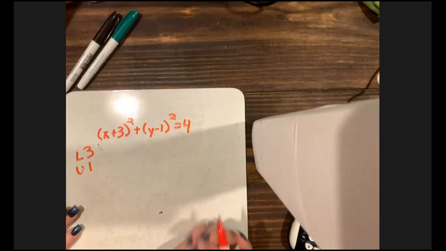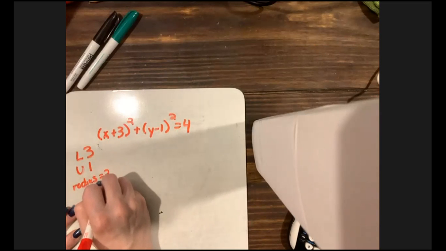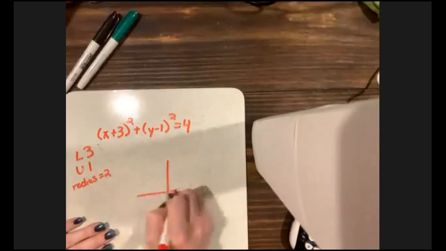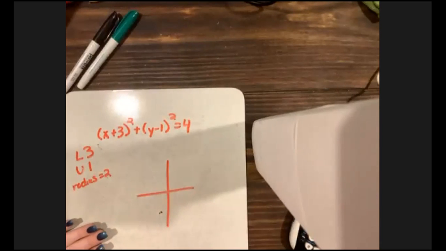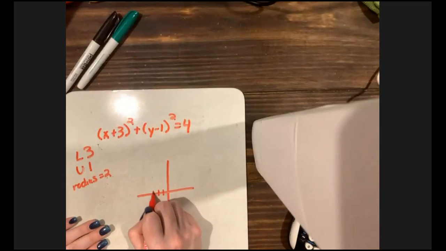Now, my radius, remember this is r squared over here, okay? So my radius is 2, because 2 squared gives me 4. Now, if we're going to graph this, the first thing I'm going to do is, my circles always start at the origin. So I'm going to go left 3 and up 1. So there's my center. And then to find my circle, I'm going to use a radius of 2.